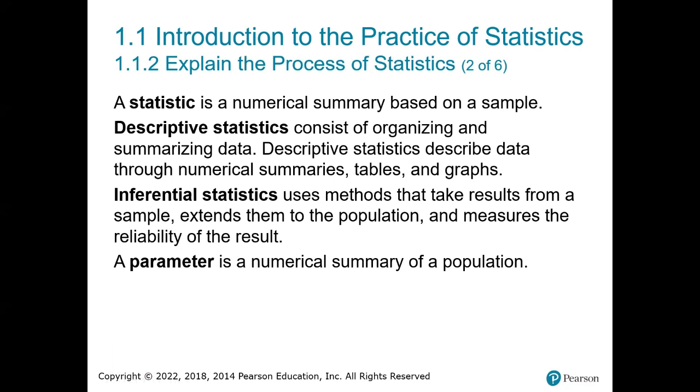So a statistic is based on a sample. A parameter is a value for the population. So sometimes you have access to the entire population. When the United States does a census, they are accessing every single person in the population. So those values are parameters. If you've only taken a sample of people, you have created statistics.